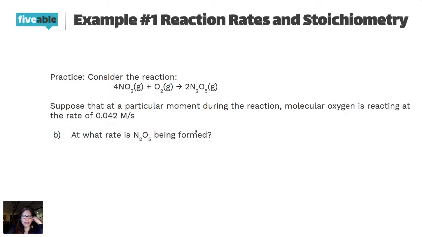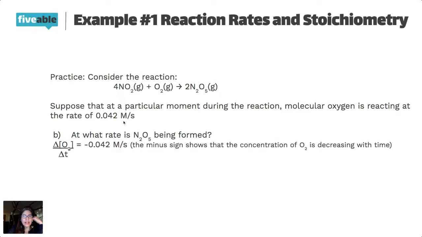So now, letter B, at what rate is N2O5 being formed? The information that they gave us is that oxygen is reacting at a rate of 0.042 molarity per second. This one, we are going to add the negative because remember that the reactants are decreasing with time.